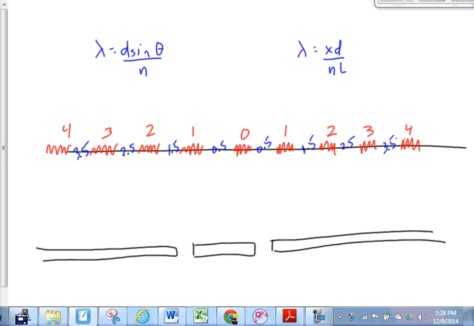D, this value d right here. Lambda is the wavelength, right? That's easy enough. D stands for what? Where would we label d on this diagram here? Good. From one opening to another. The distance between the slits, the distance between the openings.